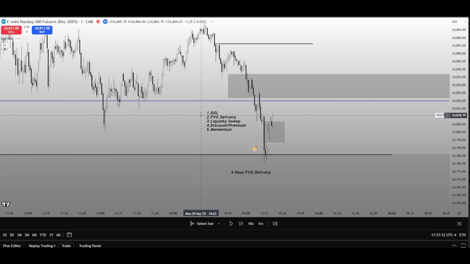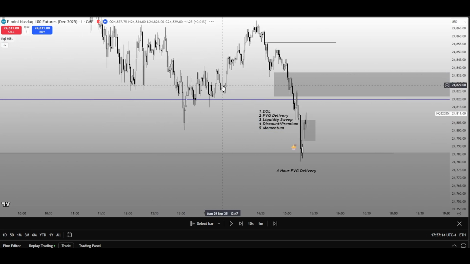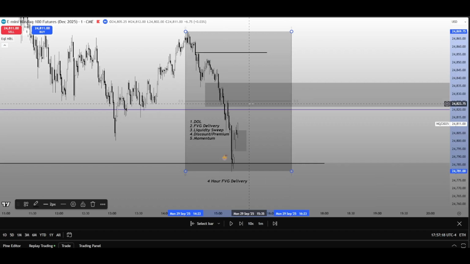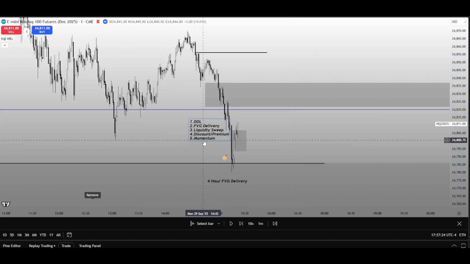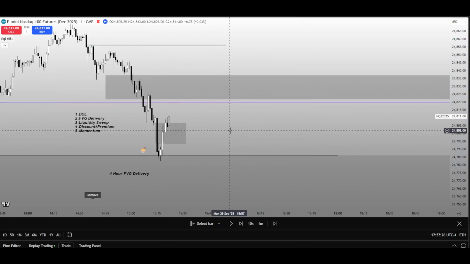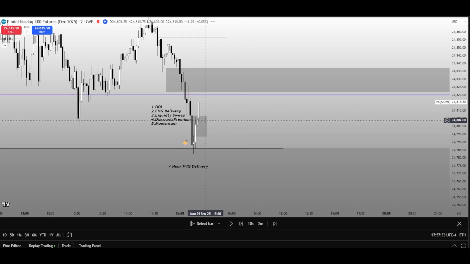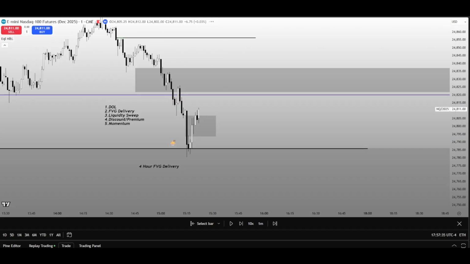Discount premium, right? We're below the purple line as I drew discount and premium. Even of this range, if you take this range from this swing high to this swing low, we're in discount, right? And then lastly, momentum. Momentum here is really, really good. Strong body candles. And even on this close, on this 2-minute will actually be the entry. You can see we put this 1-minute order block in, which is a really good sign.